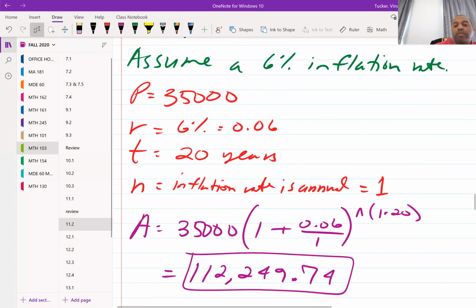All right, so plug those values into the formula. That gives you $112,249.74.